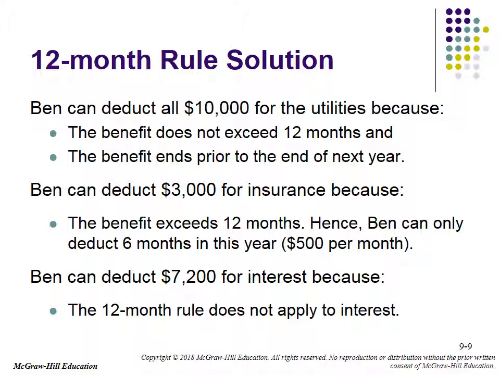He can only deduct $3,000 for the insurance, the portion of the insurance that occurs in the current year. So the benefit exceeded 12 months. That's why it was a 2-year insurance policy he prepaid. So Ben can only deduct 6 months in this year. And Ben can deduct $7,200 for interest because the 12-month rule does not apply to interest.